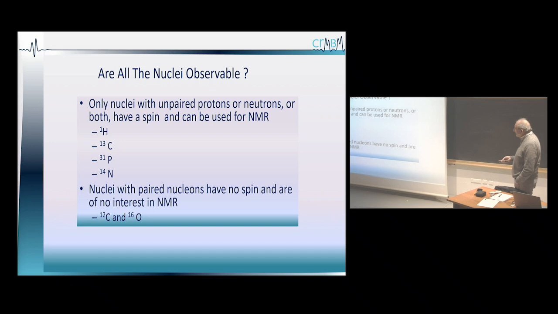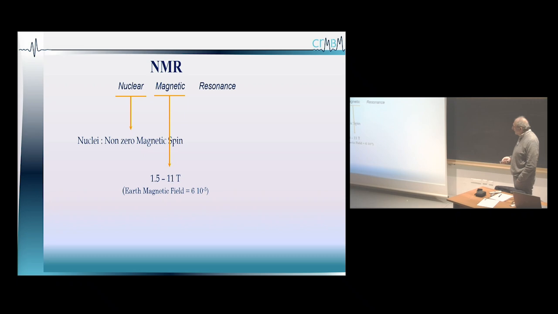And as I said, if you don't have a spin, you won't be able to be sensitive to NMR. And these two, C12, which is the most abundant isotope in our body, we are not able to see it. And oxygen 16 is the same. We are not able to see it because they don't have the physical property needed to be observable with NMR. Magnetic, of course, we are talking about magnetic field. And the specificity of this magnetic field is very, very high.